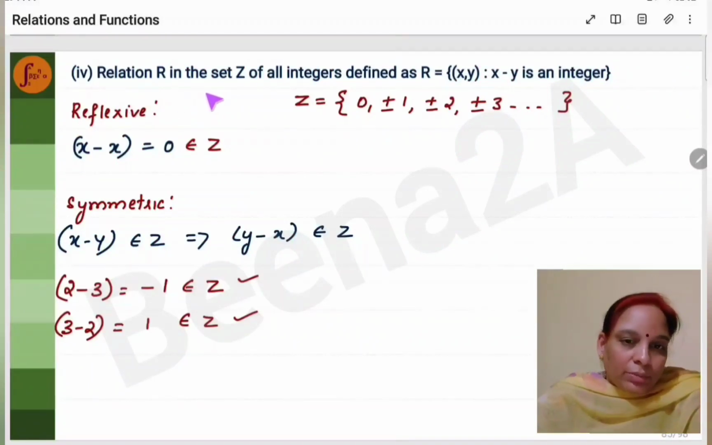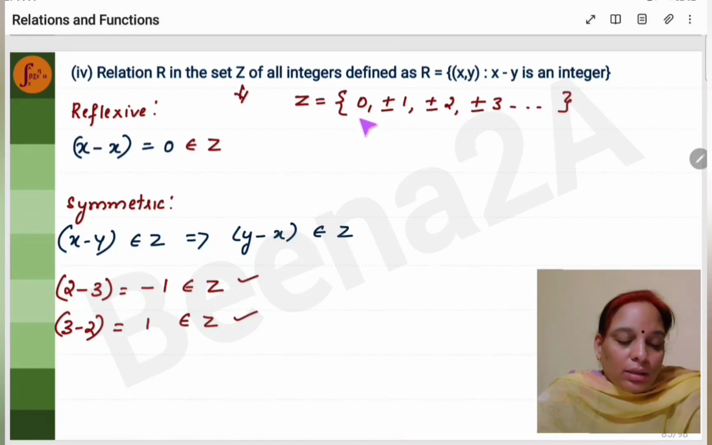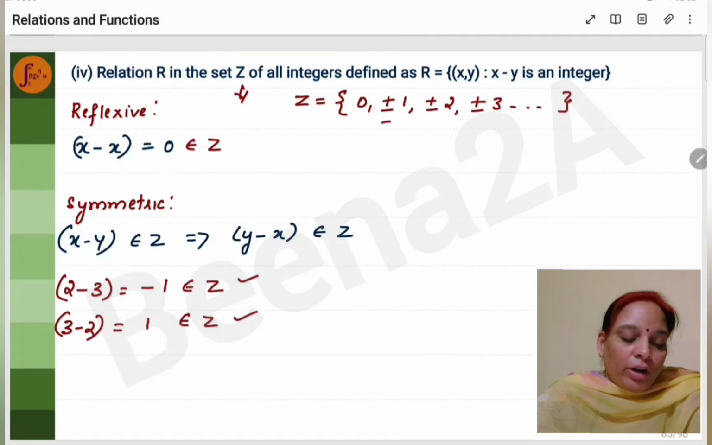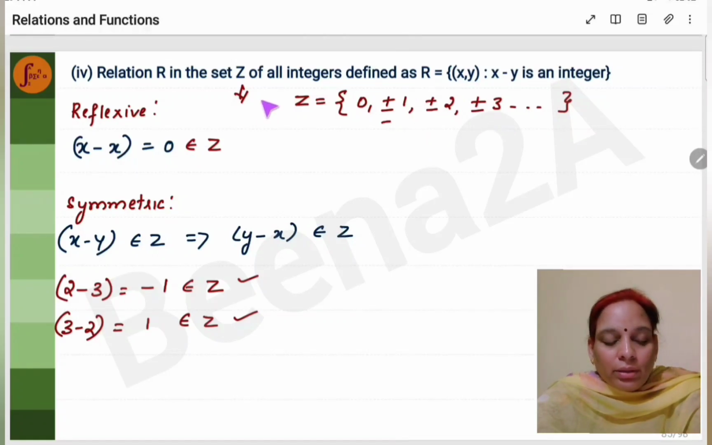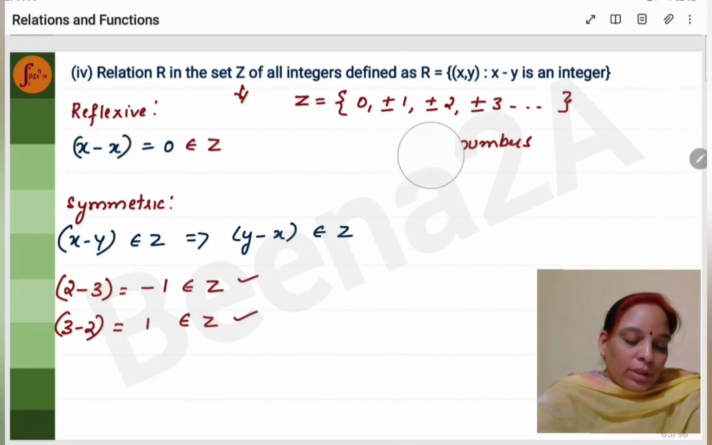Now let's take this particular example. Relation R in the set Z. Z is the set of all integers. Integers can have both plus and minus, both positive and negative numbers: plus 1, minus 1, plus 2, minus 2, plus 3, minus 3. But it will not have decimal numbers. Integers are always whole numbers. They don't have decimals. So that's what an integer is.